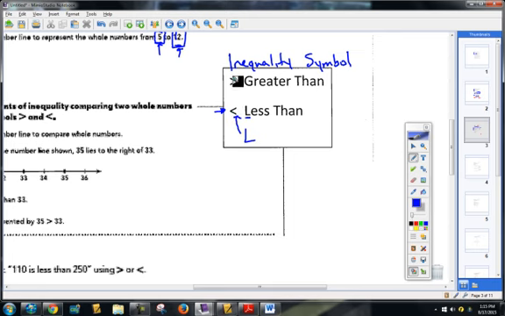That doesn't look like a G, obviously, but at least if you can remember this one, then you can know that this is greater than.